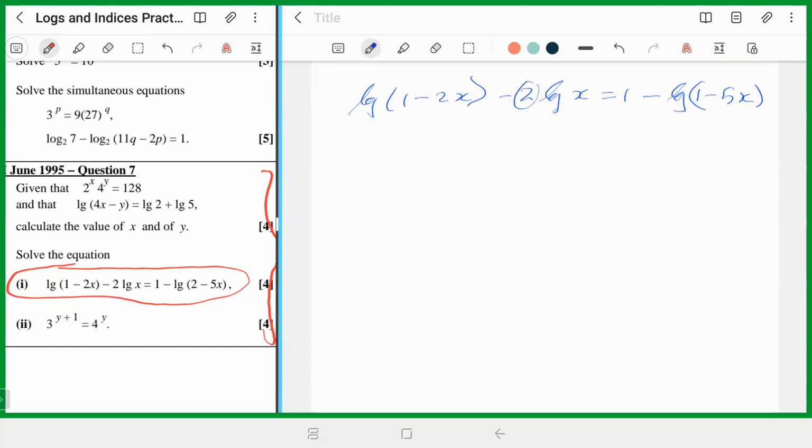I want to take this 2 and move it up here first. I don't want to multiply in there. So I'm going to get the log of 1 minus 2x minus log of x squared. See this minus over here, so I can bring it over here and add it. So I'm going to get plus the log of 1 minus 5x equals this 1.